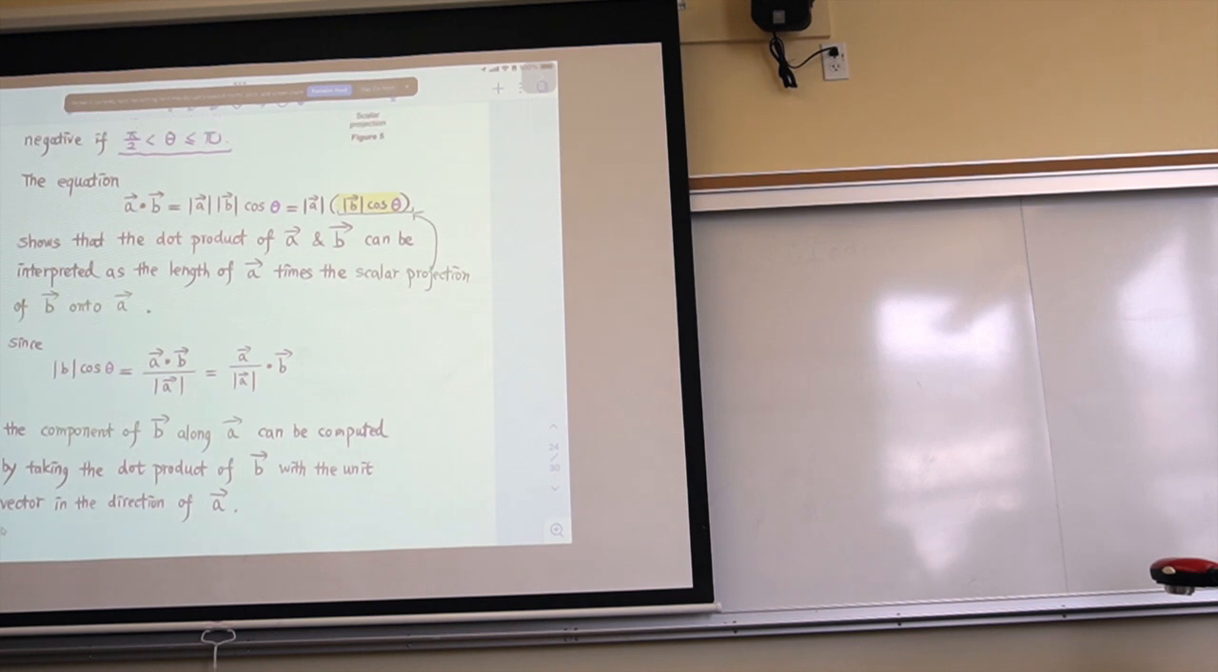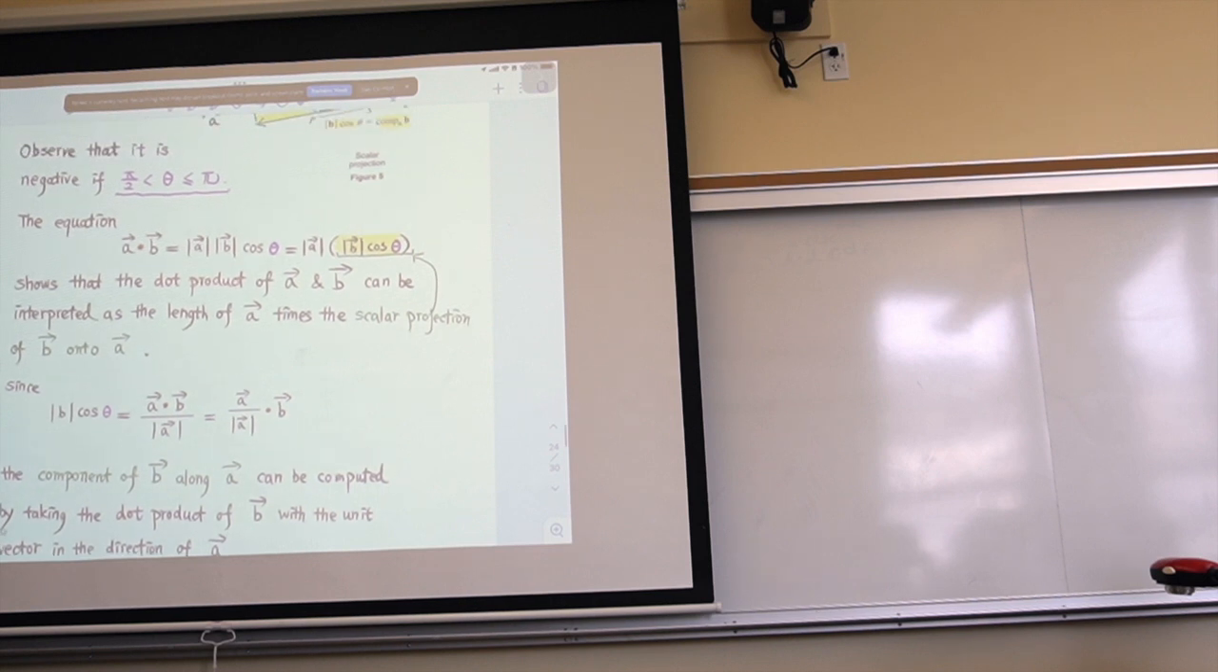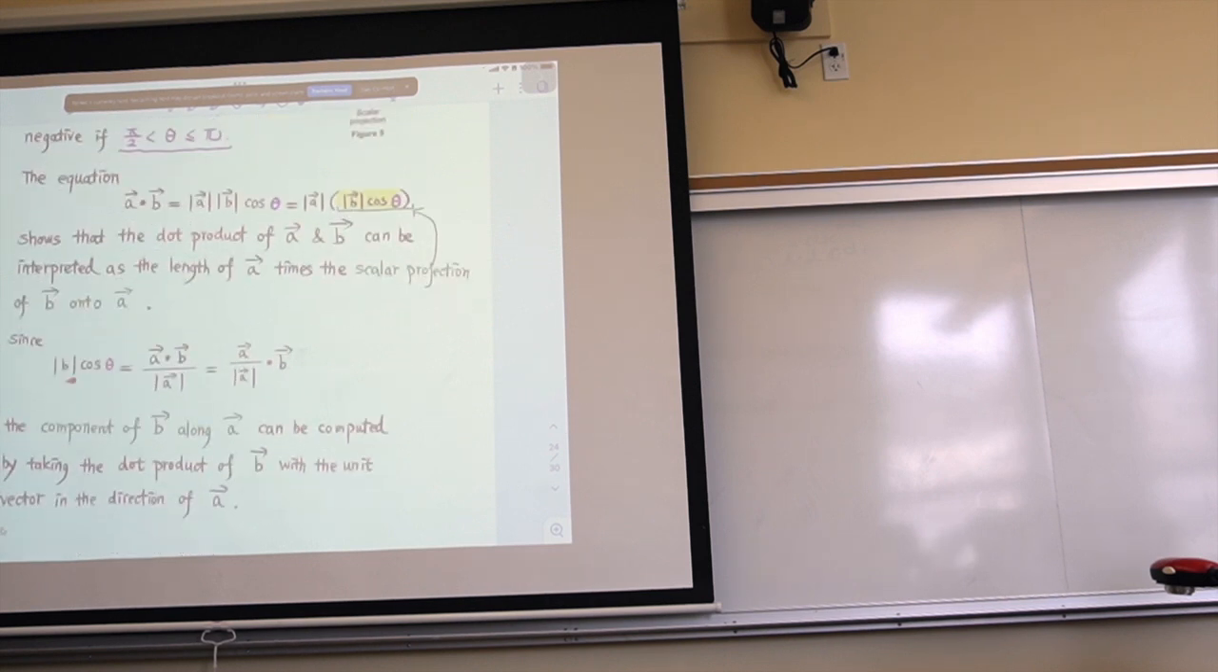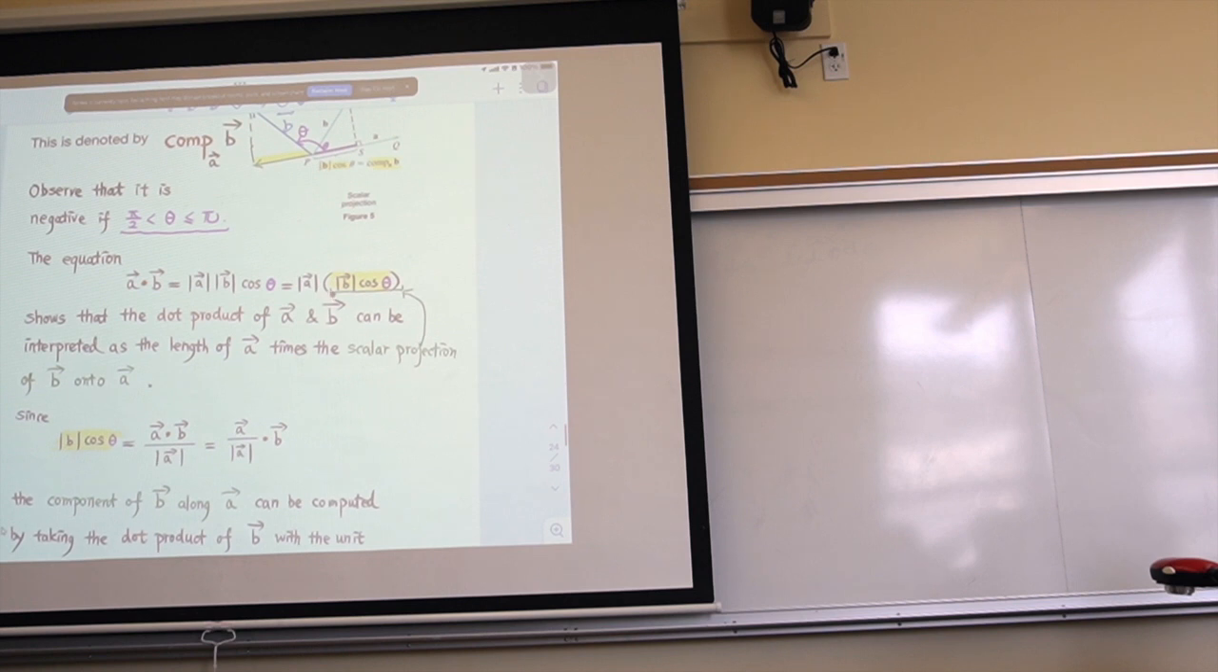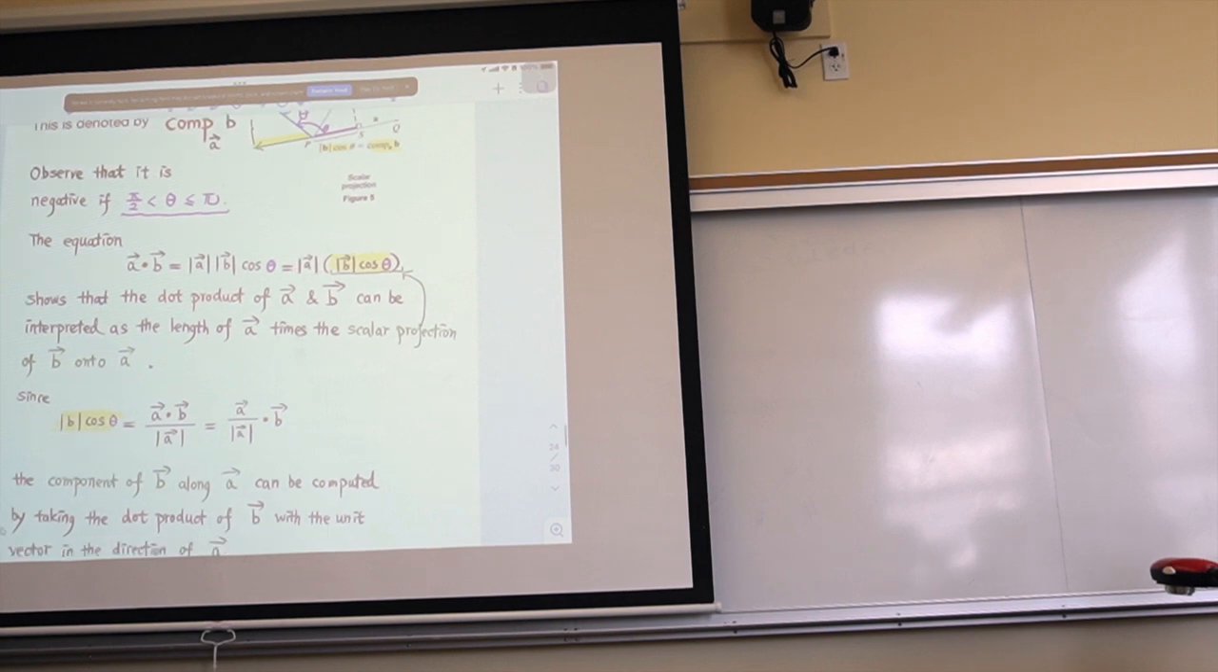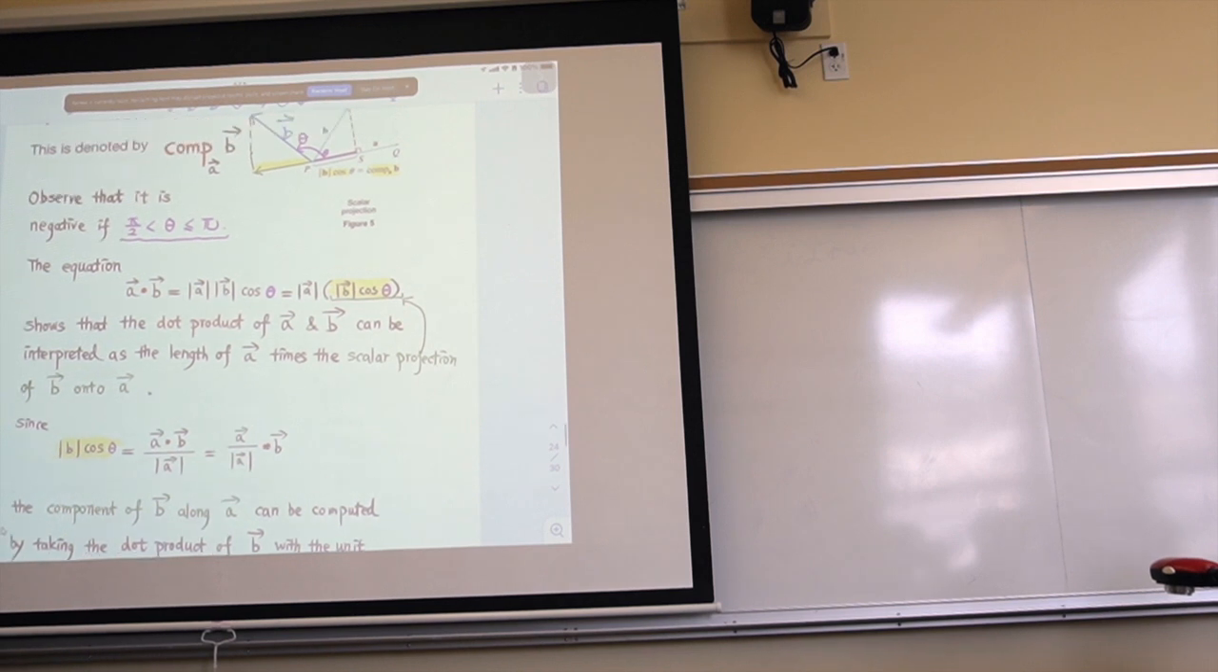Because of the formula we have for the dot product, this one over here is the component of B along A. So you can take this dot product and then divide by the magnitude of A to get that, right? But then you can group these two together. A divided by the magnitude of A just gives you the unit vector in the A direction. So basically it is the unit vector of A dotted with B.